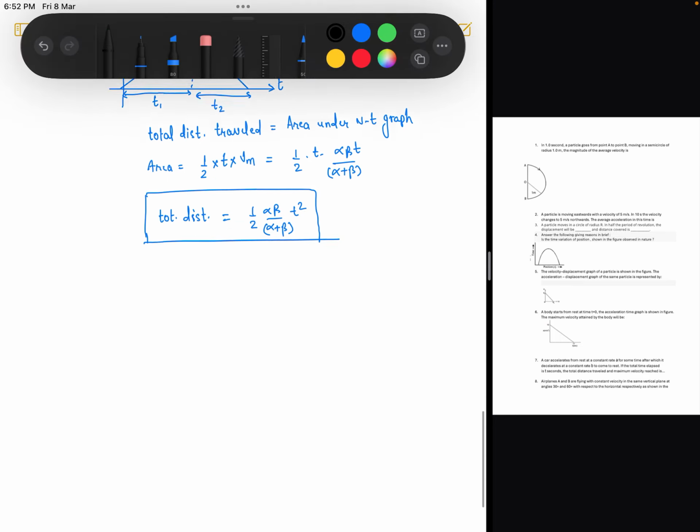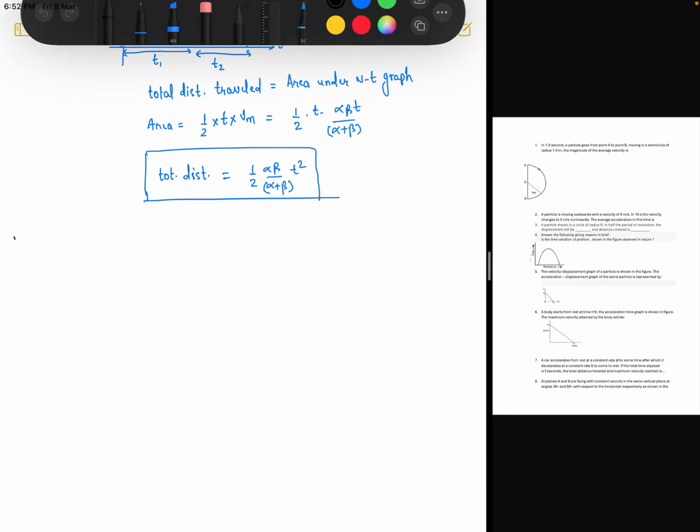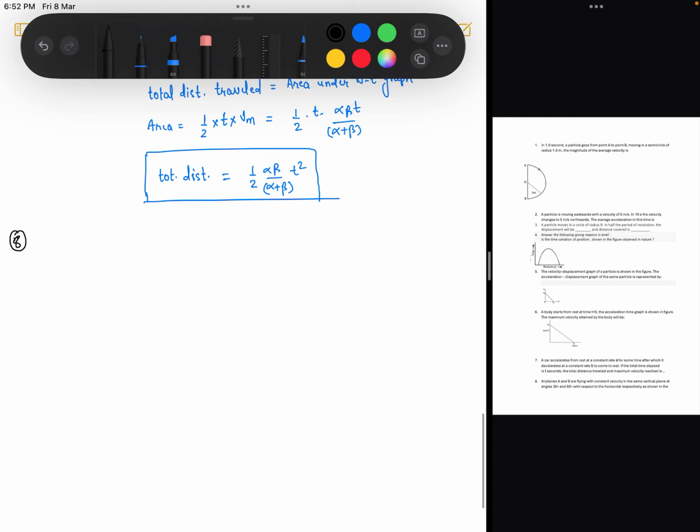This is a good question. Next is the 8th question. Here firstly we will read the statement that aeroplanes A and B are flying with constant velocity in the same vertical plane at angles of 30 degree and 60 degree. Okay, so it is given that these are the two aeroplanes.